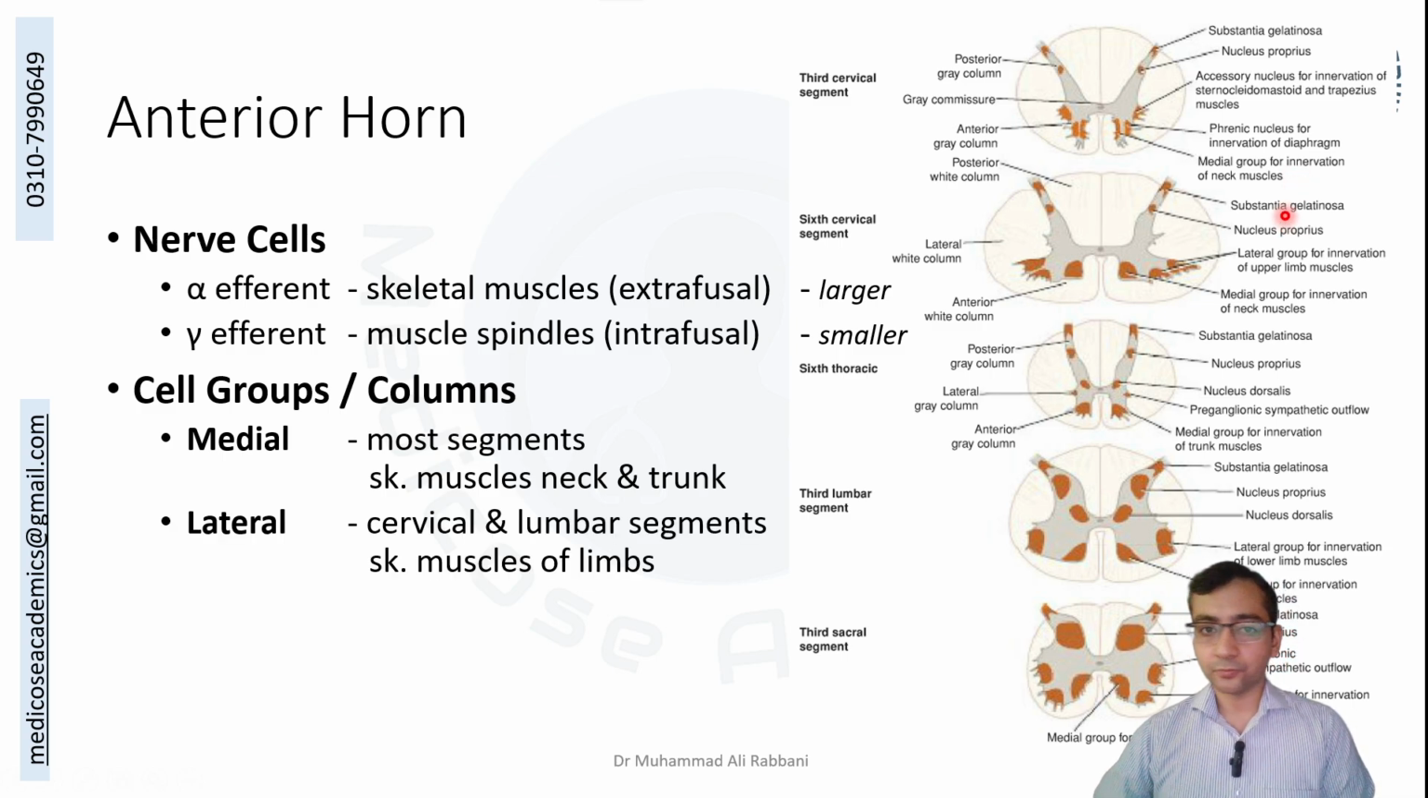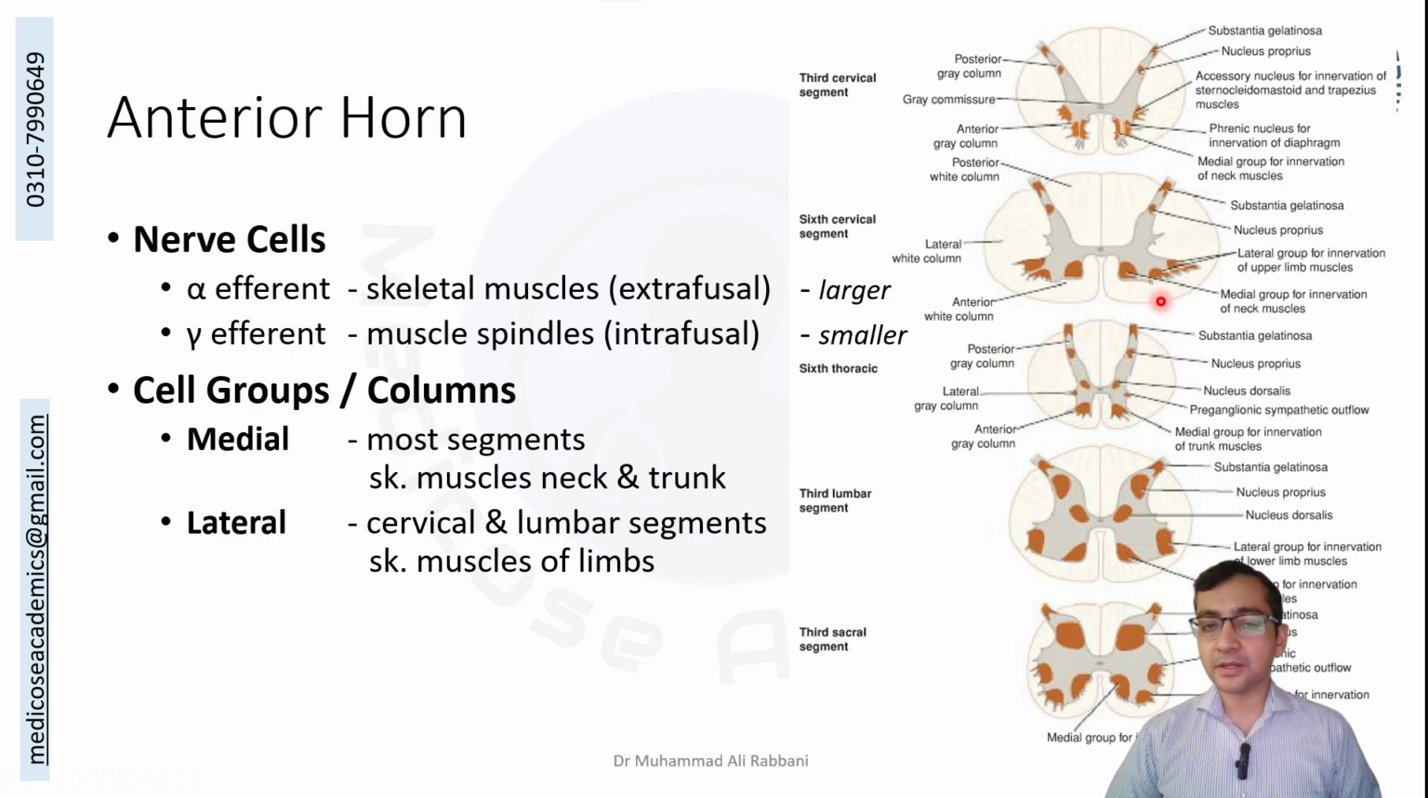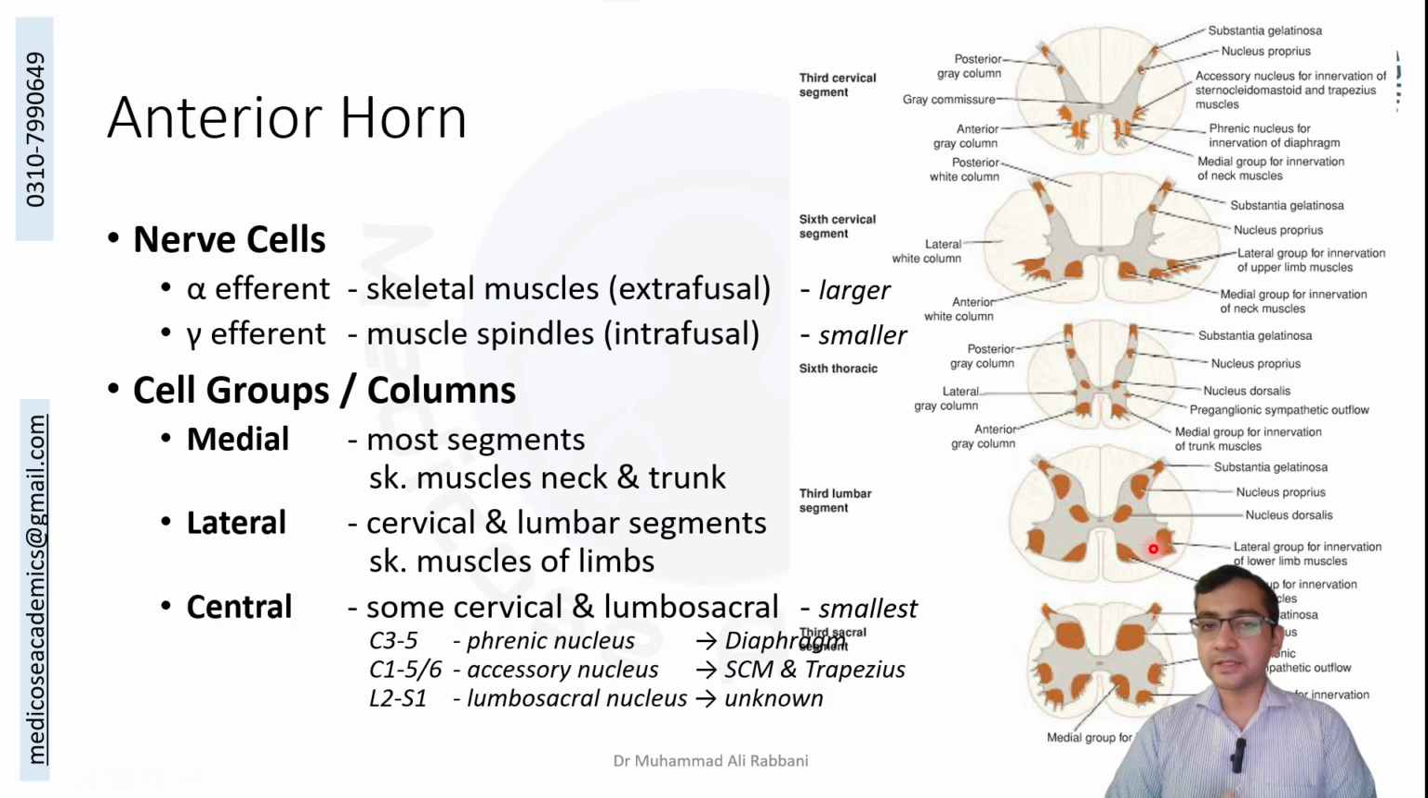The lateral group. What is most lateral in your body? Which muscles are most lateral in your body? That is your limbs. In the upper part there are upper limbs, in the lower part there are lower limbs. So these will be developed most in the parts where the brachial and lumbosacral plexus are exiting. In other words, they will be most prominently present in the cervical and lumbosacral enlargements.